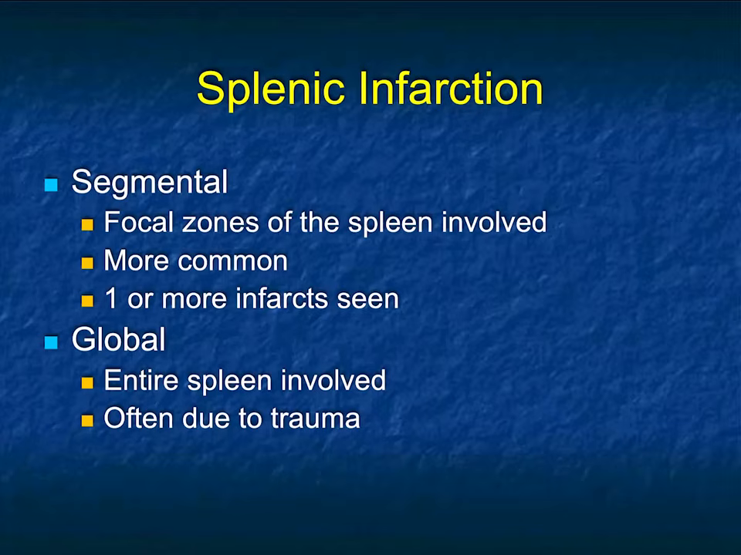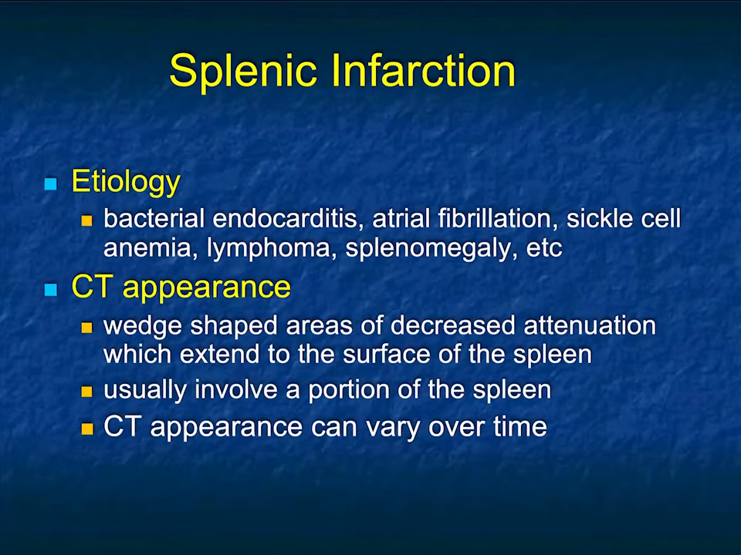Now, when we talk about the spleen, we also talk about what I would call benign lesions that are probably more common than malignancies. Splenic infarction: patients with IV drug abuse, patients with all sorts of infectious etiologies. We talk about segmental versus global infarction. Global infarction, where the entire spleen is involved, is less common. It can be due to trauma, but focal infarcts, single or multiple, are more common.